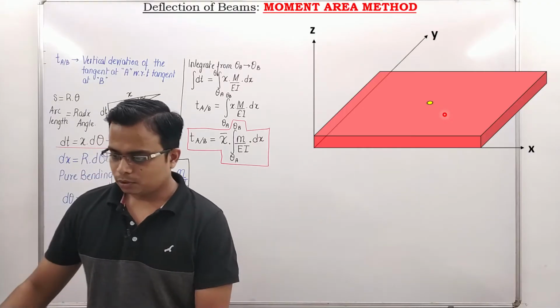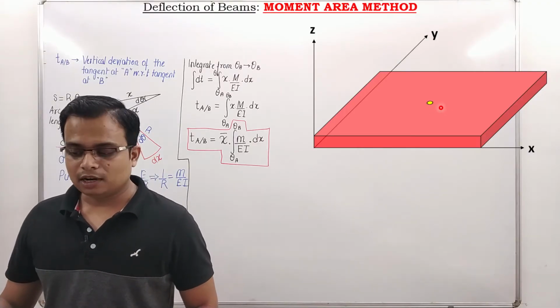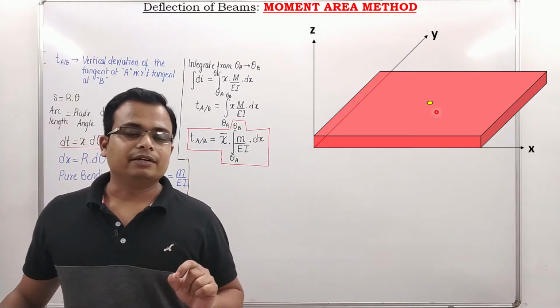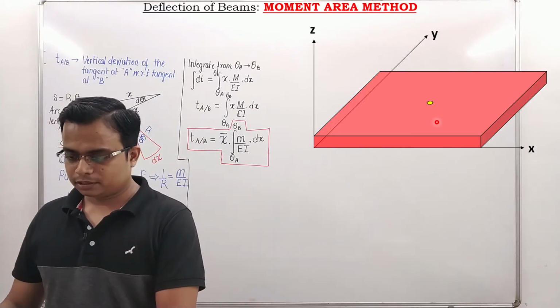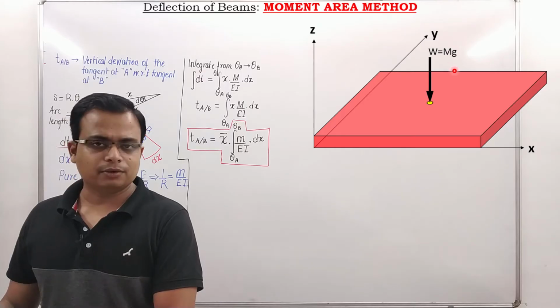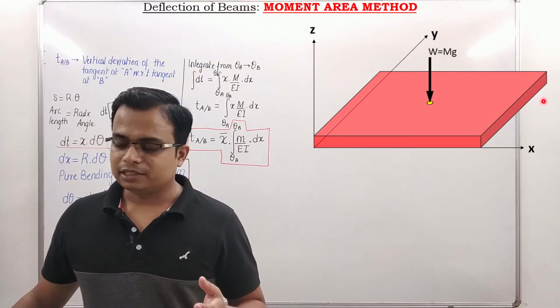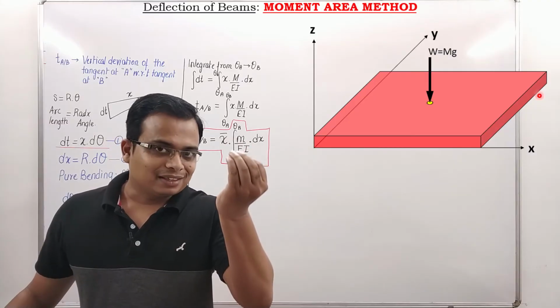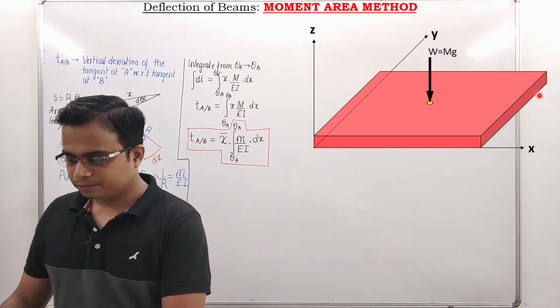So this yellow point that you see over there is the center of gravity, where the entire weight is acting. Just try to listen to this. Weight is equal to mg. The mass of this body is m, so obviously the force with which the earth attracts it is mg.